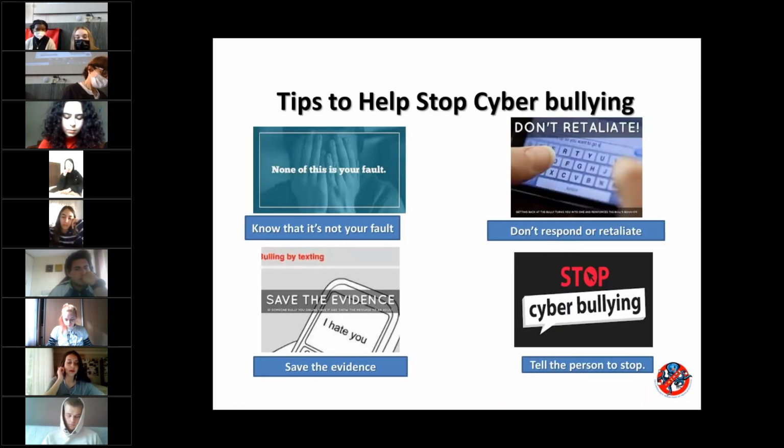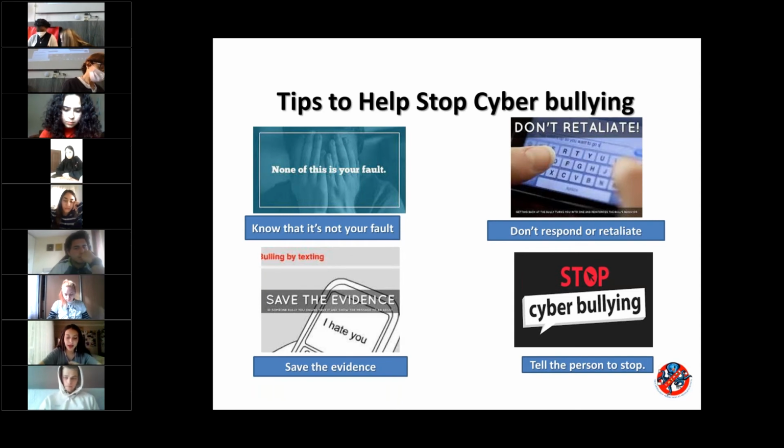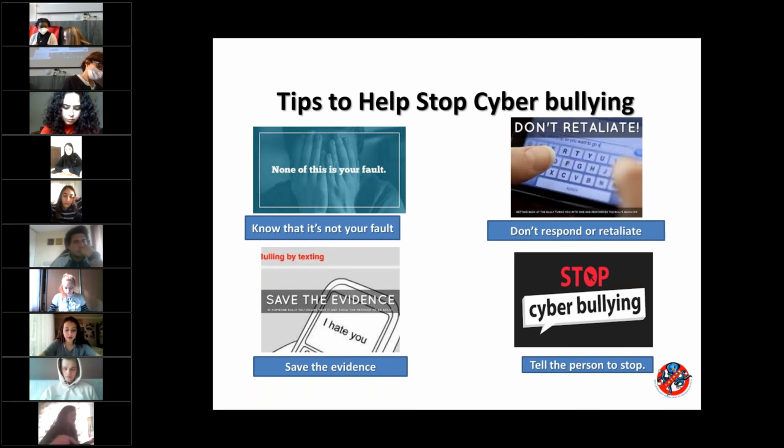Here are the tips to help stop cyberbullying. Know that it's not your fault. What people call bullying is sometimes an argument between two people. But if someone is repeatedly cruel to you, that's bullying and you mustn't blame yourself. No one deserves to be treated cruelly.